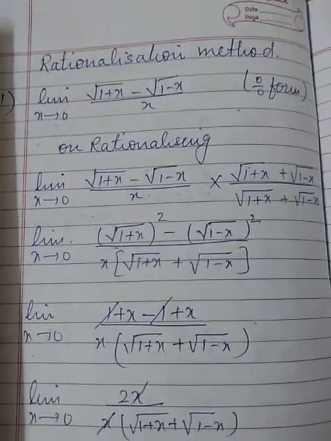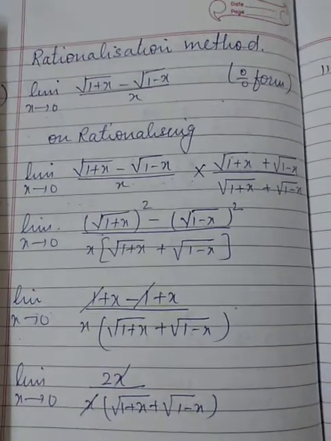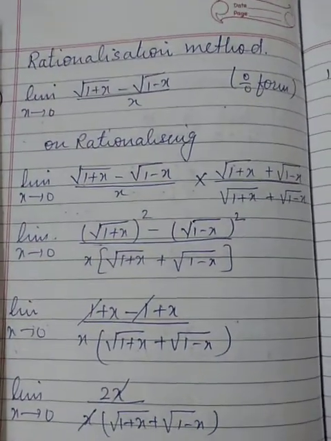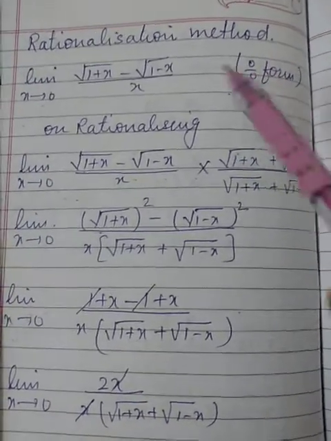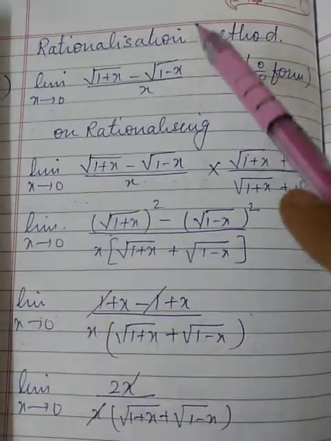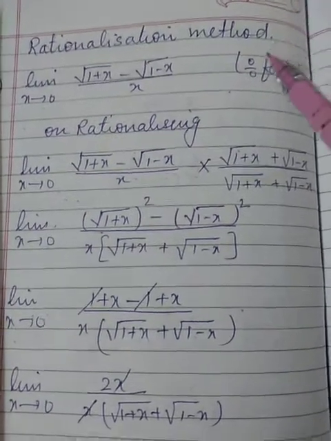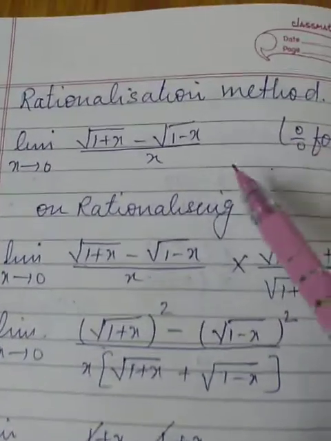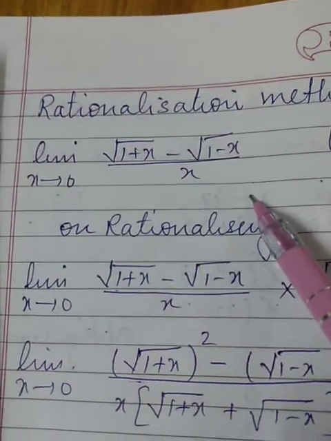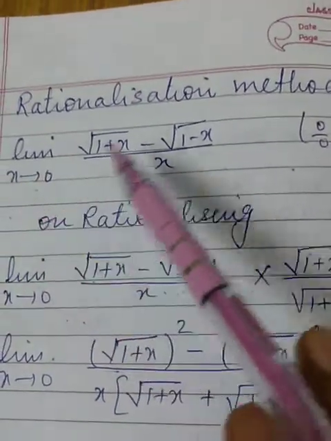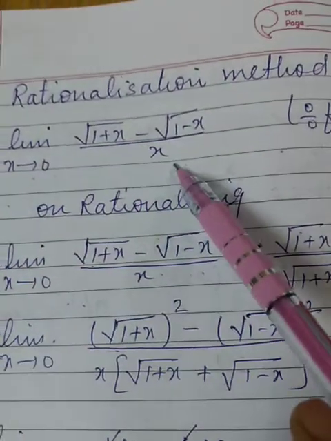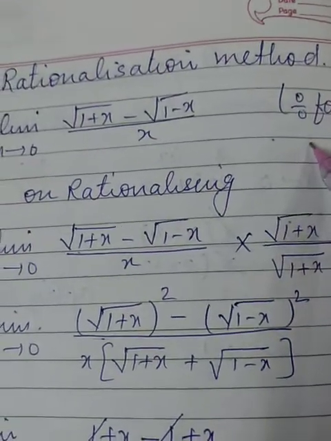The next method that we have done is the rationalization method. Now this is very obvious: if we are getting square root terms in the numerator or denominator, then we apply this method. See, we are given this question. First we apply 0, meaning we apply the limit. Again, we are getting 0 upon 0 form.